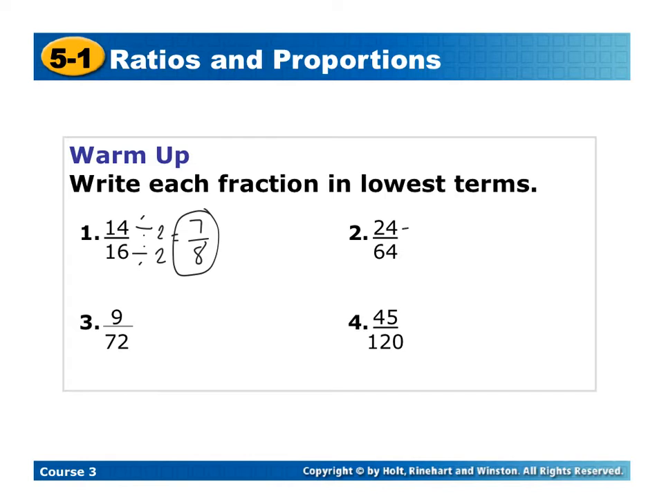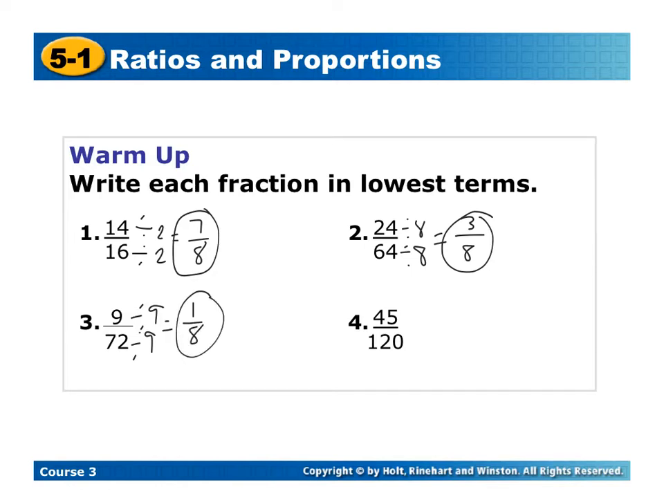24 and 64 are both divisible by 8. Now you might not have realized that 8 goes into both of them, and that's okay. Remember, you just keep dividing until you can't take anything out. So 24 divided by 8 is 3, 64 divided by 8 is 8. 9 and 72 are both divisible by 9, so you end up with 1/8.